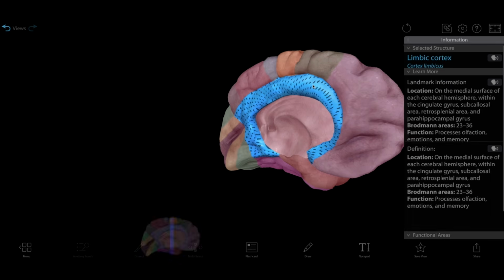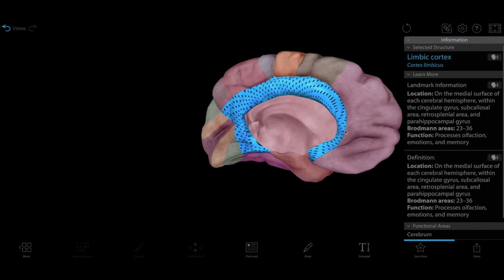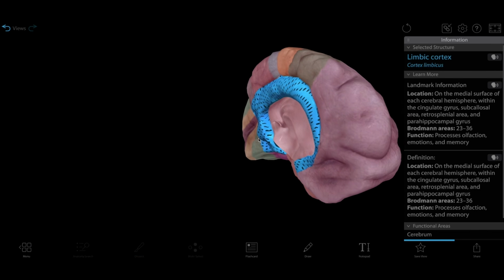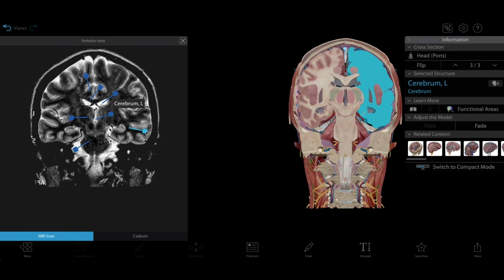Lastly, let's turn the model around to see the limbic cortex, which is located on the medial surface of each cerebral hemisphere. This area processes olfactory information as well as emotion and memory, just in case you've ever wondered why smell and memory are so connected. And that wraps up our tour of the cerebral cortex.